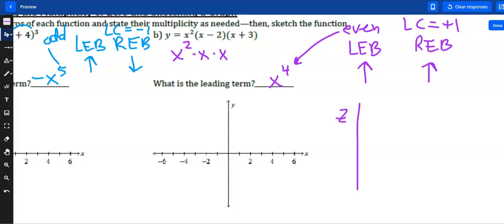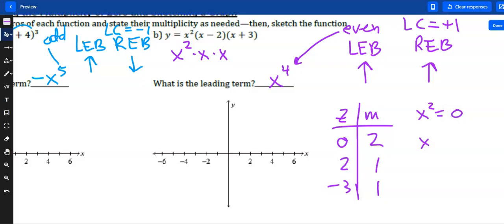My zeros and multiplicities: I've got 0, that occurs twice. 2 occurs once, -3 occurs once. Once again, if you don't know how I'm finding those zeros, go back to the videos where we talked about setting the factors equal to 0 and solving them. That's exactly what I'm doing, but now that we've done it lots and lots of times, I don't want to beat it into the ground because I know that you're perfectly capable of finding those.